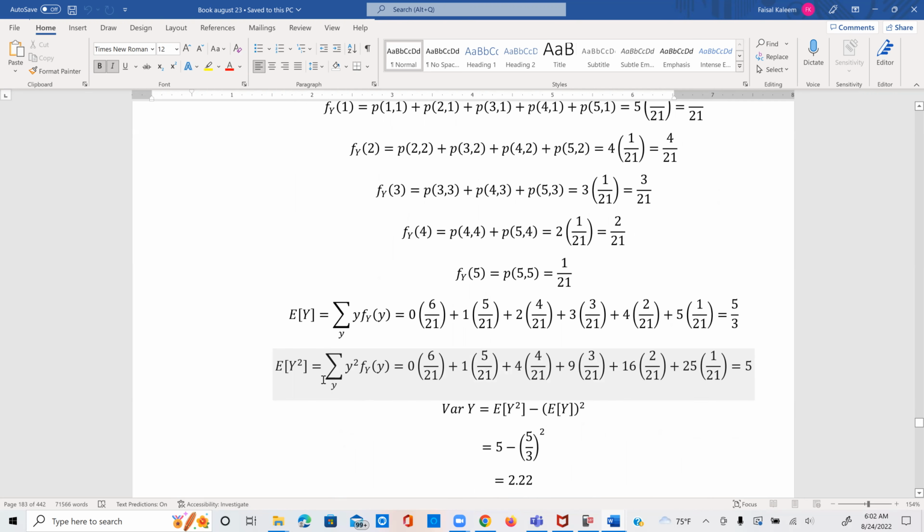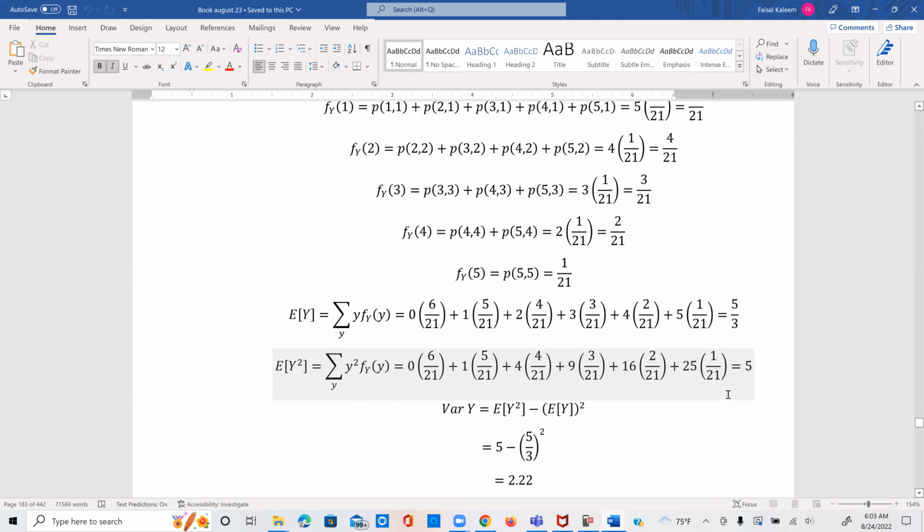Similarly, E of y squared would be the summation of y squared times fy, and that's 0 times 6 over 21 plus, so basically these numbers will be squared now. 0 squared times 6 over 21, 1 squared is 1, 1 squared times 5 over 21, then 2 squared is 4, 3 squared is 9, and so on. And that ends up being 5.